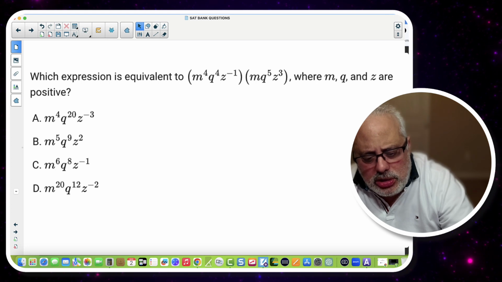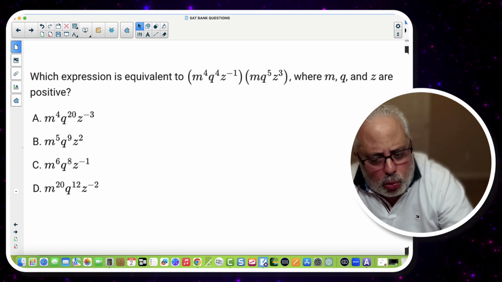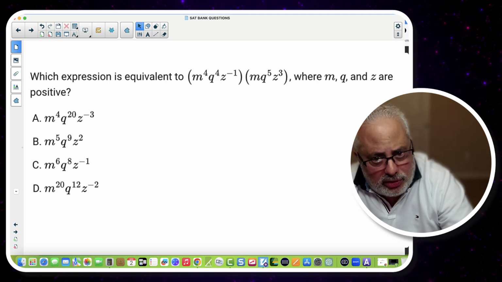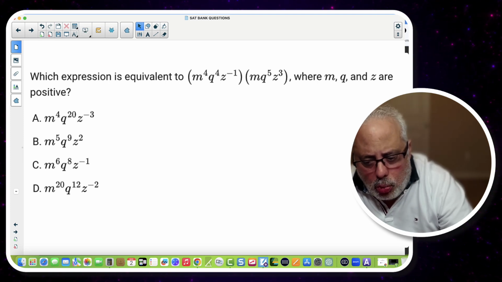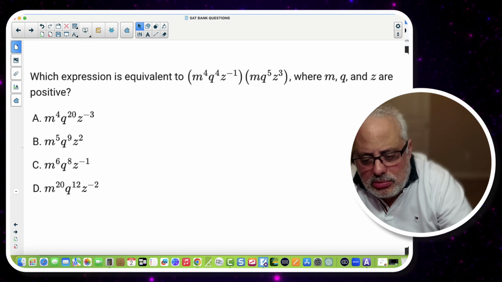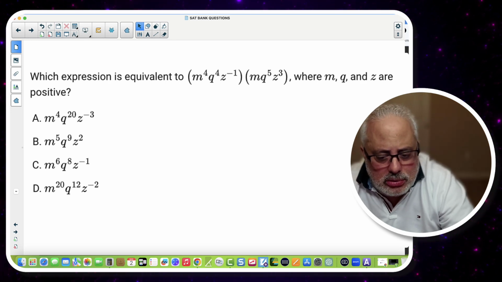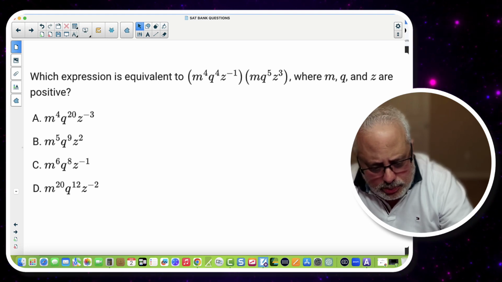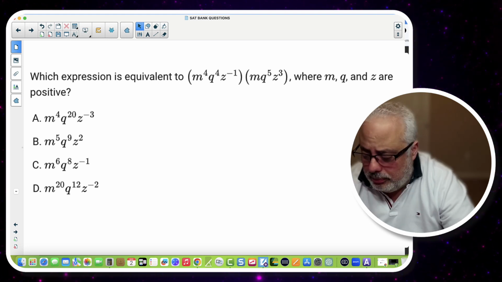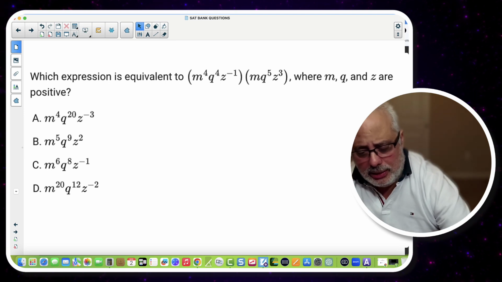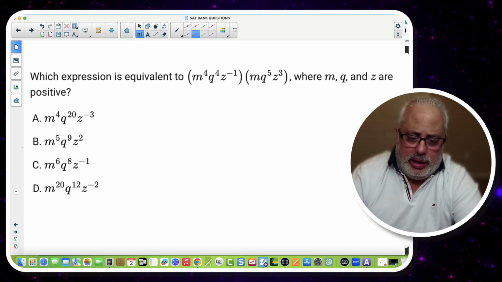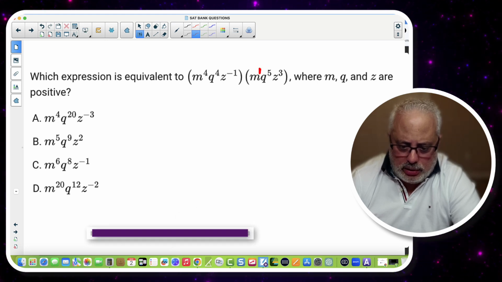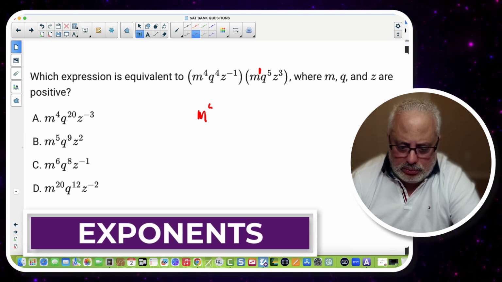Look at this question. Which expression is equivalent to m to the 4, q to the 4, z to the negative 1 times m, q to the 5th, z to the 3rd power, where m, q, and z are positive. So this is property of exponents. You know that when you have the same base, you add exponents. So the m here will be 4 plus 1, because the exponent here is 1. So 4 plus 1 is 5.